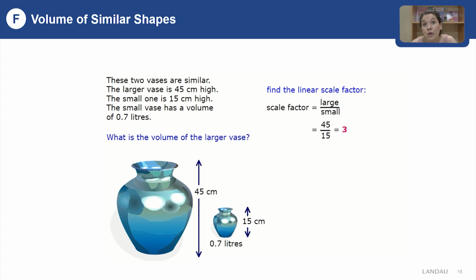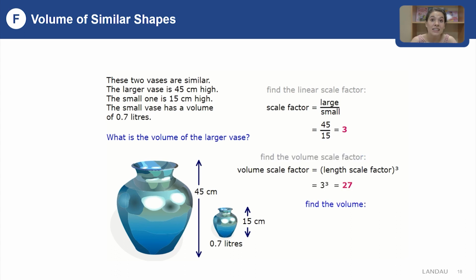Then we have to find the volume scale factor. We know that the volume scale factor is the cube of the linear scale factor. So it will be 3 cube, which is 27. Then in order to find the larger volume, do you remember the keyword times? We have to multiply the volume of the small vase by the volume scale factor, which is 27. And 0.7 multiplied by 27 will be 18.9 liters. And that is the final answer we were looking for.